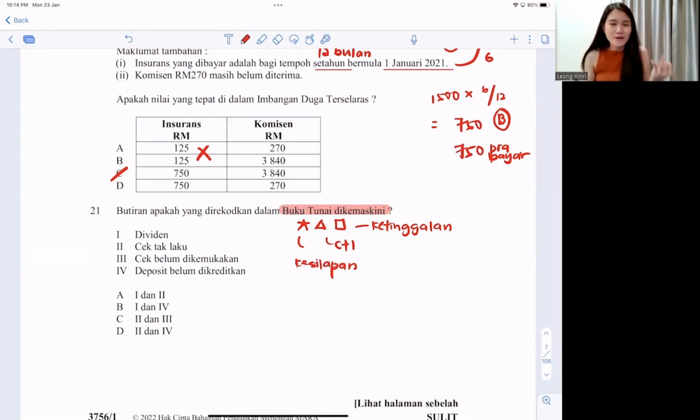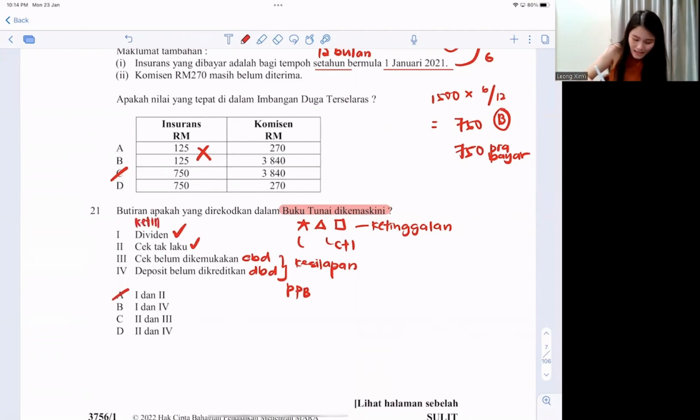Okay, these are for buku tunai. While the other 2, CBD, DBD, that is the cek belum dikemukakan, deposit belum dikreditkan. These 2 are meant for PPB, penyata penyesuaian bank. So they are separated lah. Okay, so the answer is going to be cek tak laku and dividend. Okay, so 1, 2. Now, what is that dividend? This is probably ketinggalan lah. You know why? Because ketinggalan, we don't actually need to mention one. It's all like whatever you forgot to record, you just record it. So by the name itself, that's why dividend is not something that I would put inside penyata penyesuaian bank. Okay, so question 21 is done.